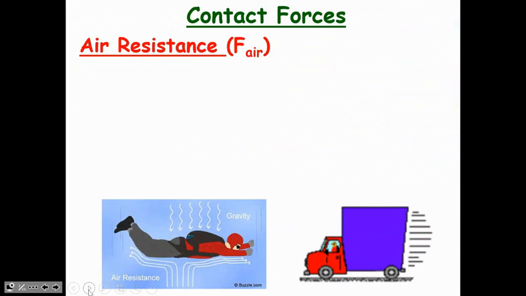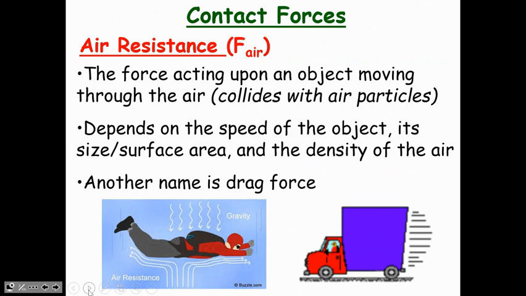A certain type of friction that we will now talk about is the force of air resistance. This is a form of friction that's caused by an object colliding with air particles. And anything that could change the rate of collision with the object and those air particles can affect the amount or size of the air resistance force present. So things like the speed of the object, its size or surface area, or the density of the air could cause a change in air resistance.